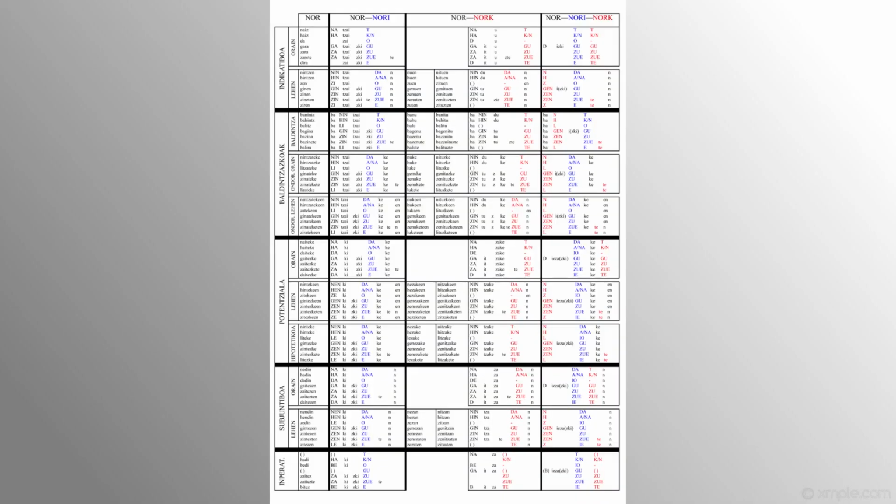I'm sure you've seen this type of chart in your Basque studies. If you haven't yet, well, here it is. There's the Nor column, the Nor-Nori column, the Nor-Nork column, and the Nor-Nori-Nork column. This table, unless you have a Basque teacher on your shoulder explaining how to decipher these formulas, is quote-unquote mind-melting.